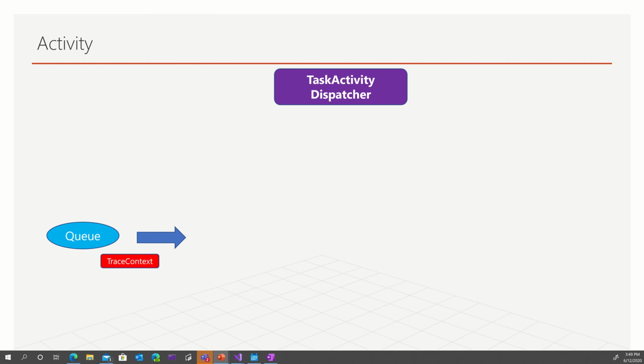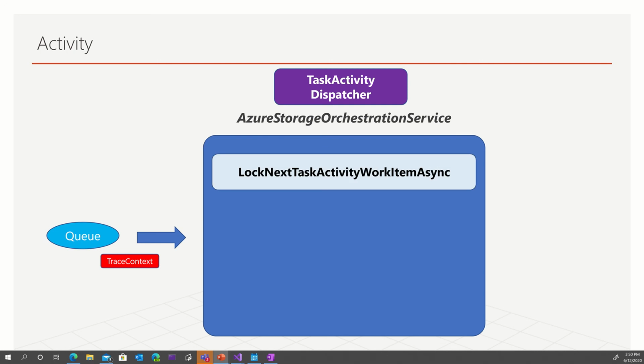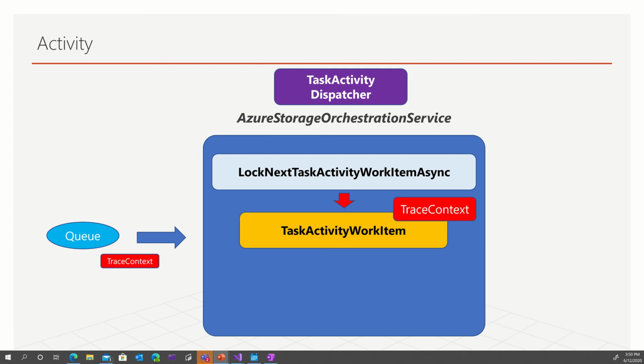This is only one, and it has a trace context. The activity dispatcher also has a method like this: log next task activity work item async. This is executed before execute activity. So this also analyzes the queue and gets the trace context from here as a parent, and so it creates a new trace context with the activity class.